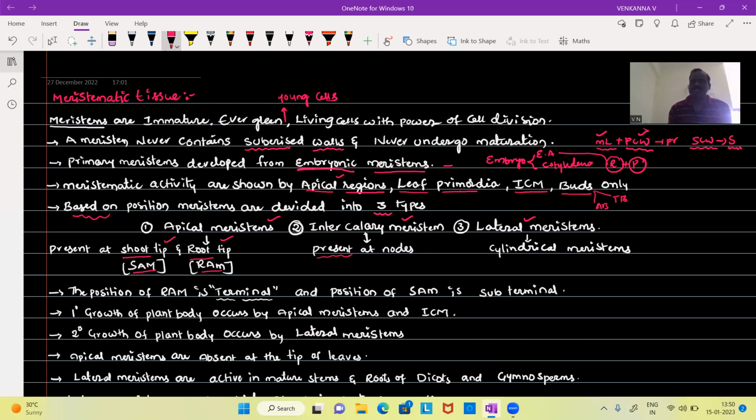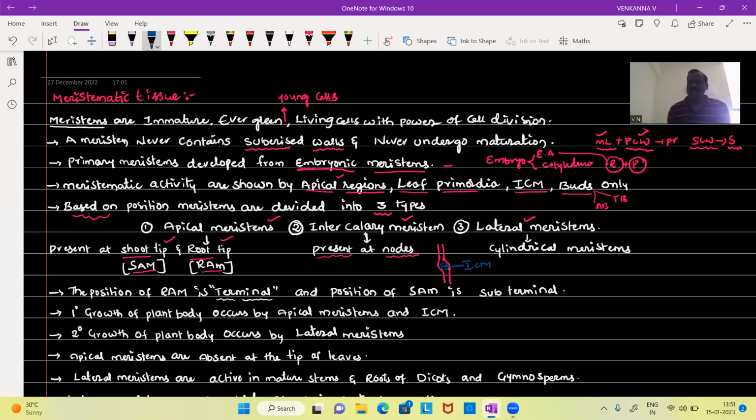Intercalary meristem is present at the place of a node. Node means a swollen structure. Suppose we see any plant axis: this is an internode and this is a node. Below the node also one internode is present. Here in this internode, we see this swollen structure, the node. Inside the node, we see a meristematic tissue. This meristematic tissue is called intercalary meristem. So intercalary meristem is present at the place of a node between permanent tissues.